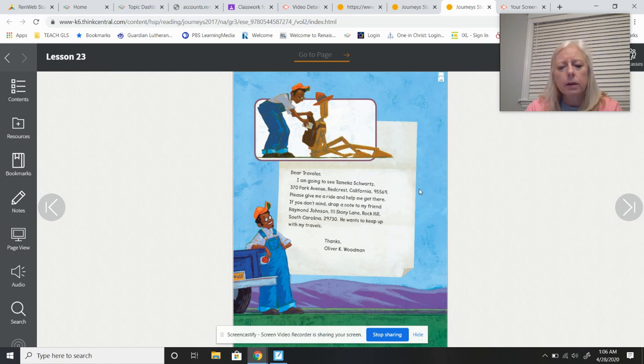111 Story Lane, Rock Hill, South Carolina, 29730. He wants to keep up with my travels. Thanks, Oliver K. Wooden. Now, what about this one?